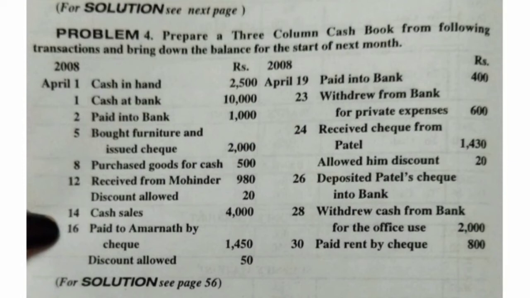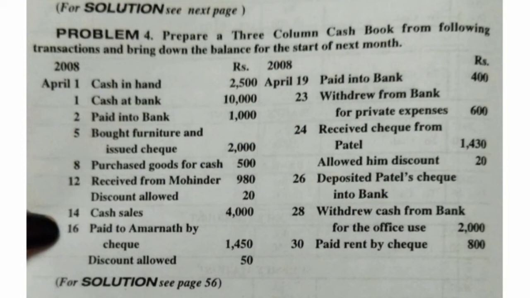So bank account is on the credit side. You need to take on the credit side of the cash book by Amarnath in the bank column 1450 and in the discount column rupees 50. Okay, rupees 50.